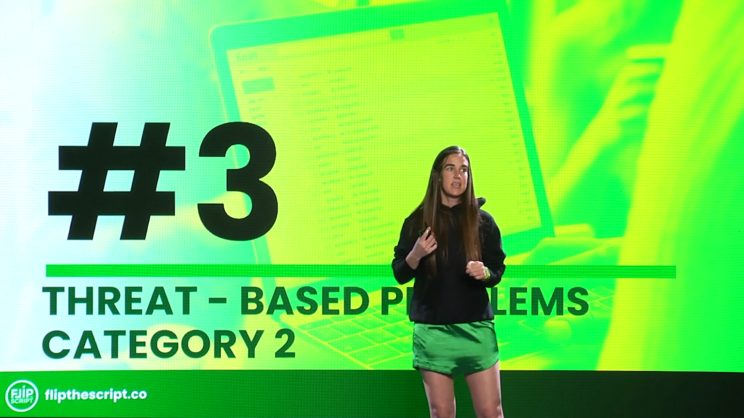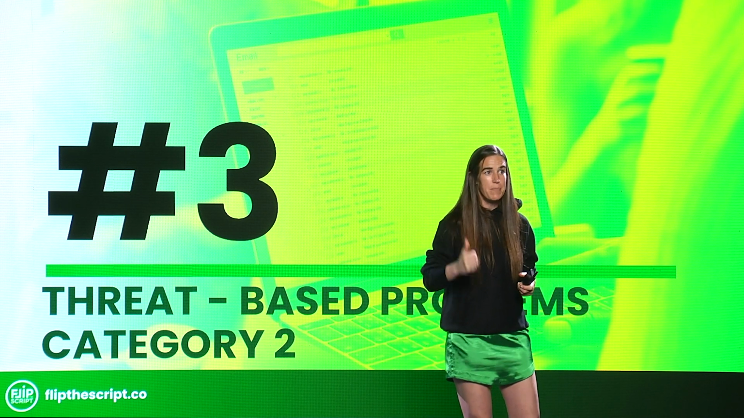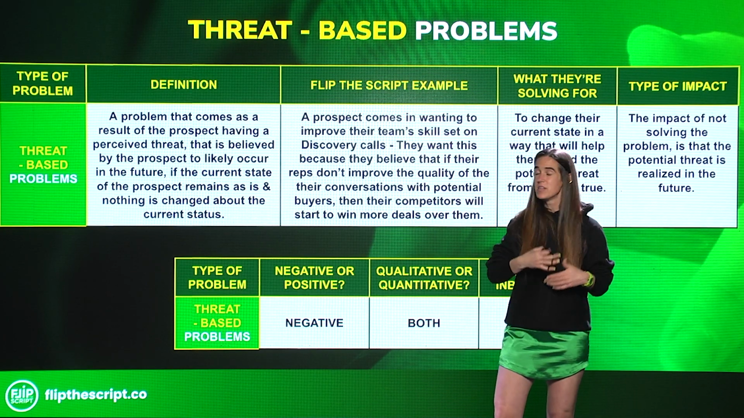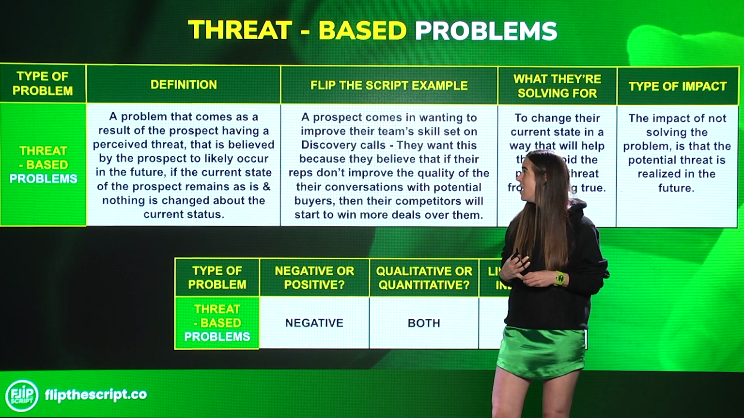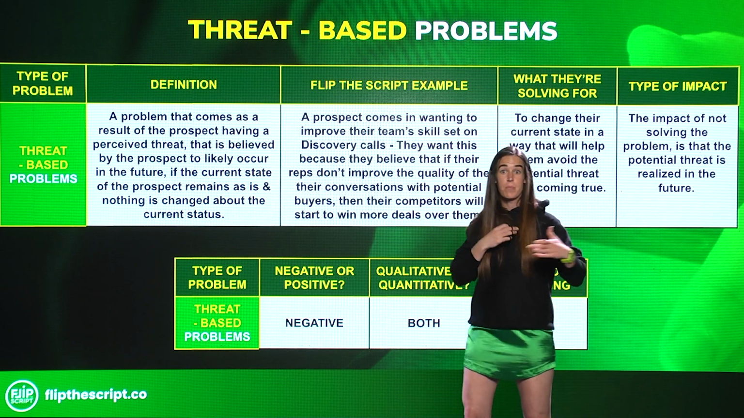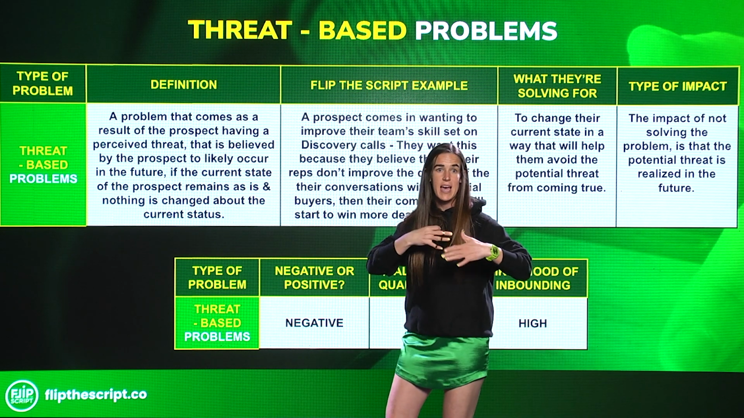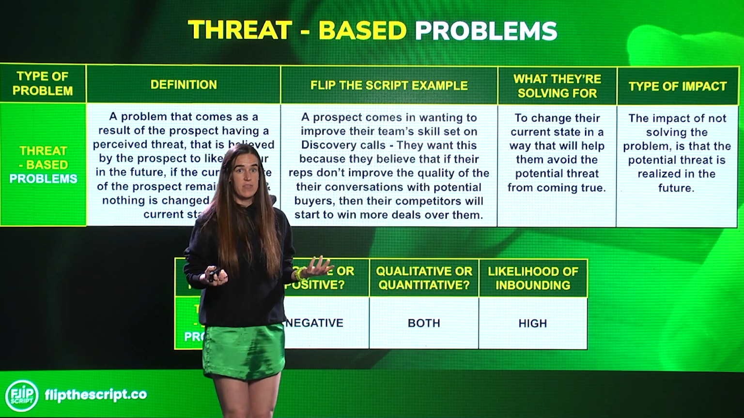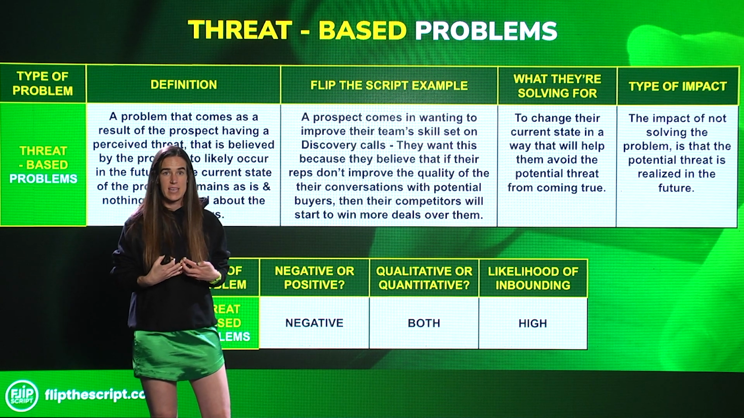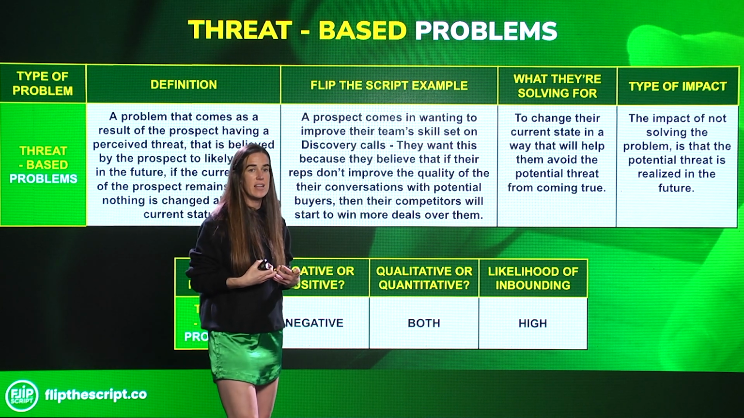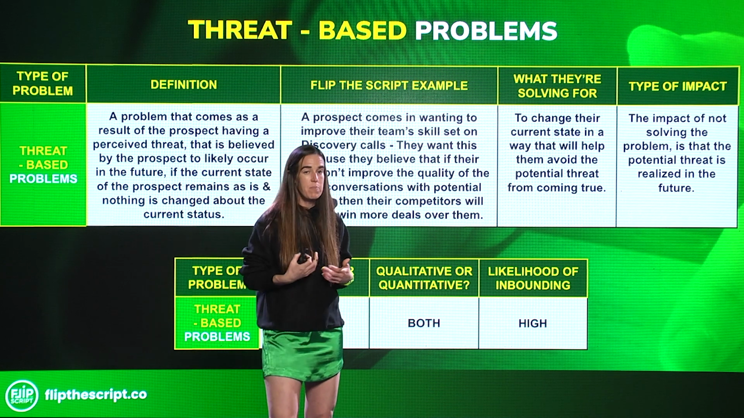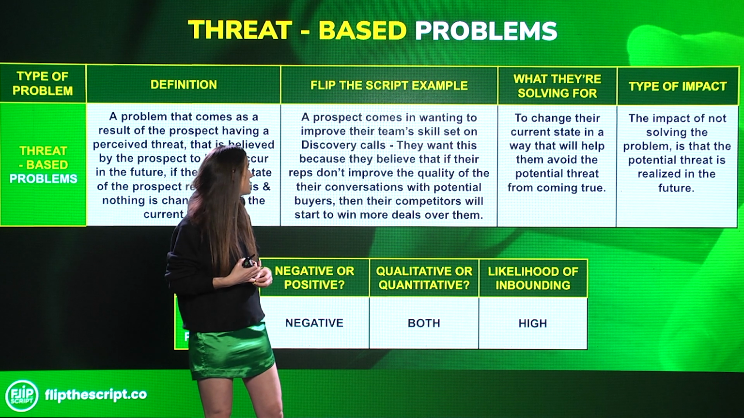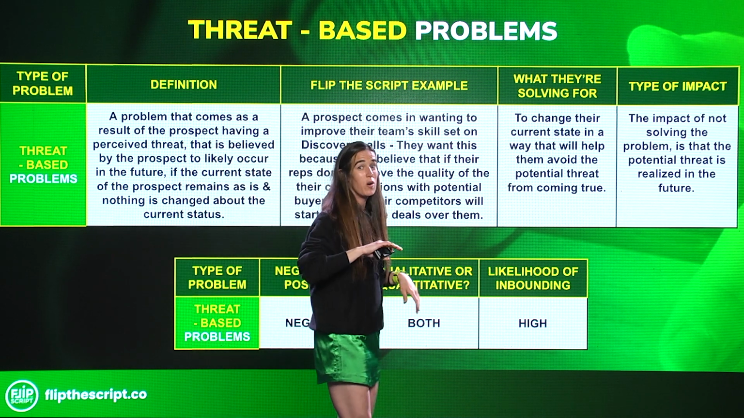Threat-based problems. This is going to be category 2, meaning it's a future-based negative problem. A threat-based problem essentially is a problem that they want to solve for, so to speak, that comes as a result of the prospect having a perceived threat of something that's going to happen in the future. So this is something that they believe is going to happen if they don't change their present case scenario. And usually this is going to be a very high likelihood that people are going to be hungry to have some level of purchase.